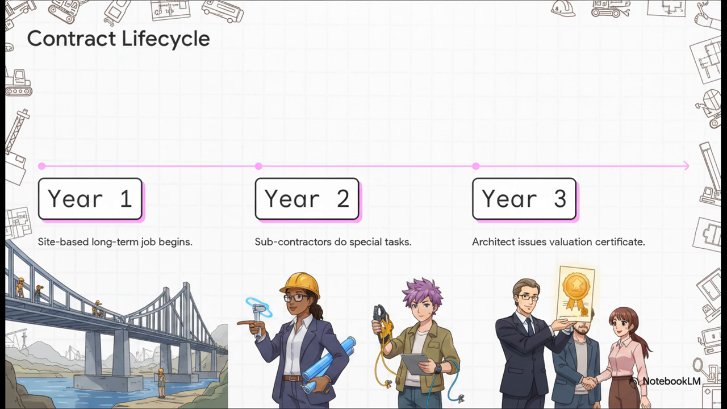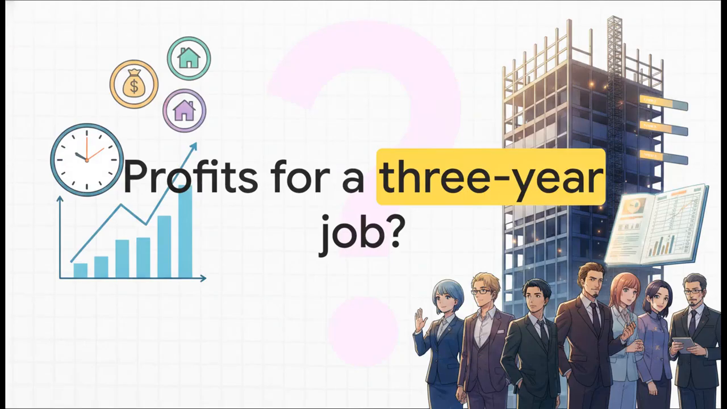By year two, you're likely bringing in entirely separate subcontractors to handle really specialized tasks like the plumbing or electrical installation. And finally, when it's done, you don't just get to decide the value of the work yourself. An independent architect actually assesses the work and issues a valuation certificate. And that right there is what dictates what the contractor actually gets paid. Now, ascertaining the cost of a contract is actually pretty easy. You just aggregate all the expenses into a contract account.